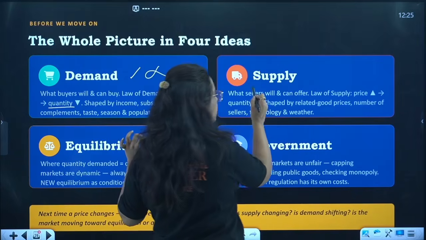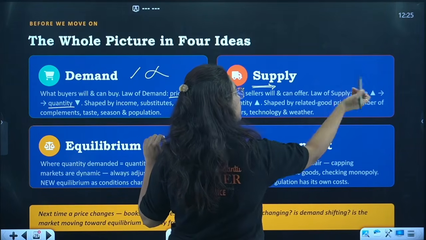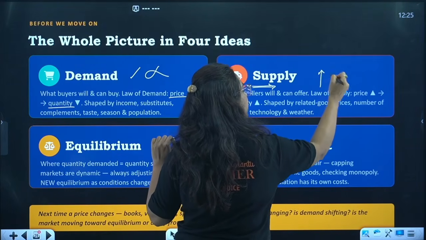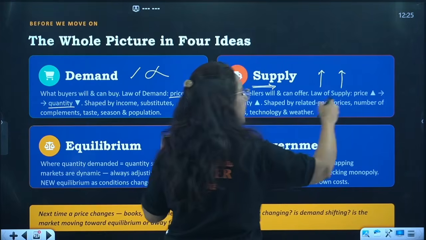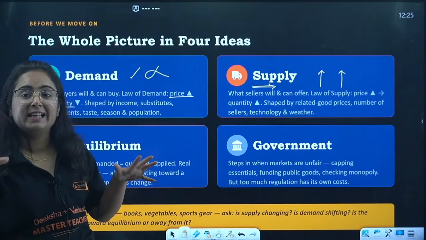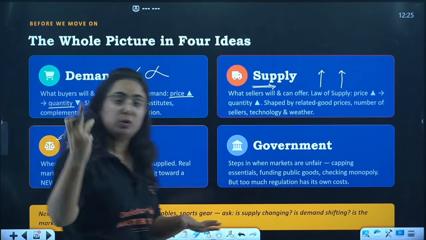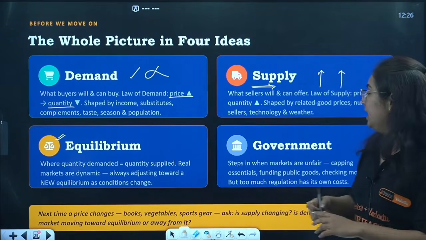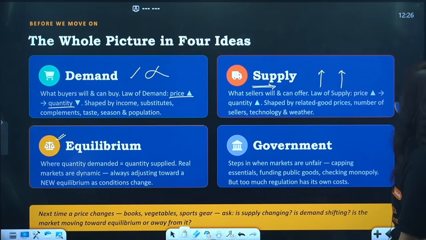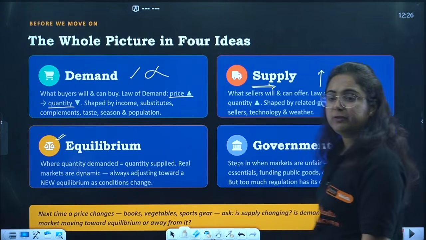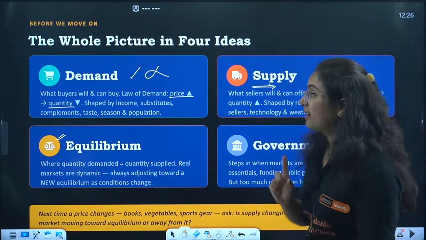However, there is a direct relationship between price and supply. Why? Because when the price increases, the supplier will also supply more products, so that they can earn more profit. Equilibrium is a condition that exists only in theory, not in actual. And then we studied about the government. I hope that everything is clear to you regarding this chapter.